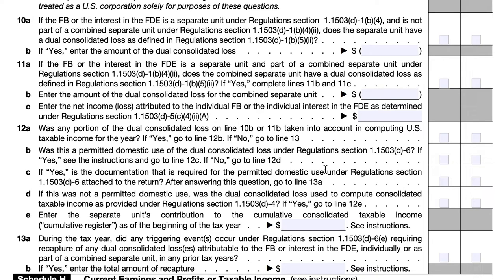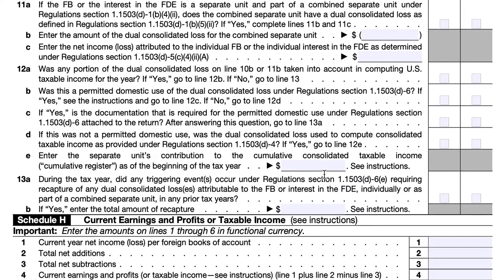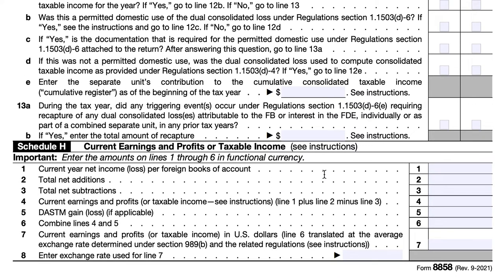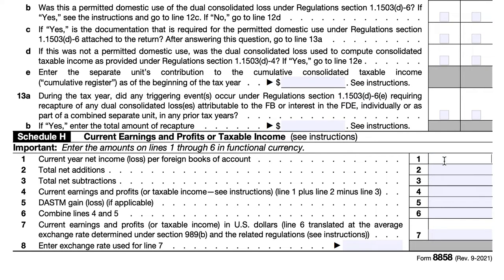Since we're filing on behalf of an individual taxpayer, we're going to move on to Schedule H. So in this section, you'll report current earnings and profits on taxable income based on the functional currency. So this would all be reported in Canadian dollars. And I'll put in some examples here, although this does not reflect anything that was previously reported.